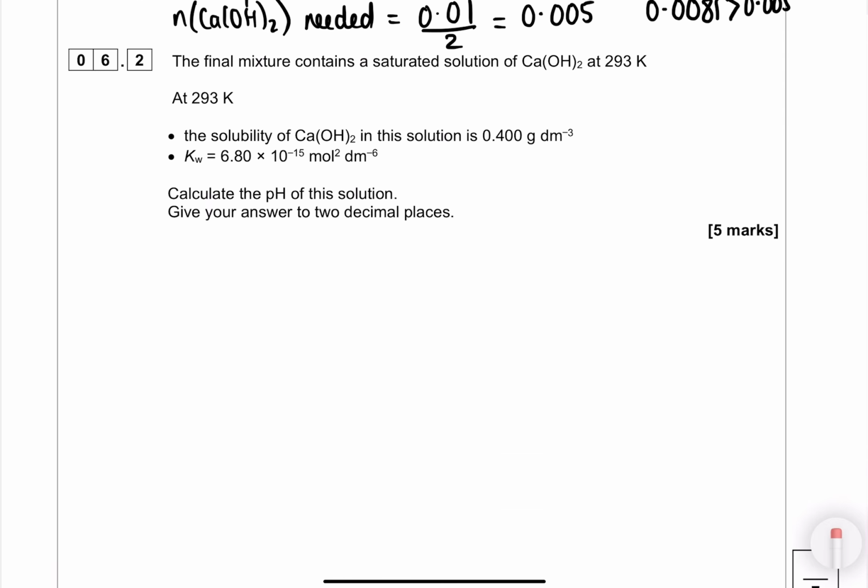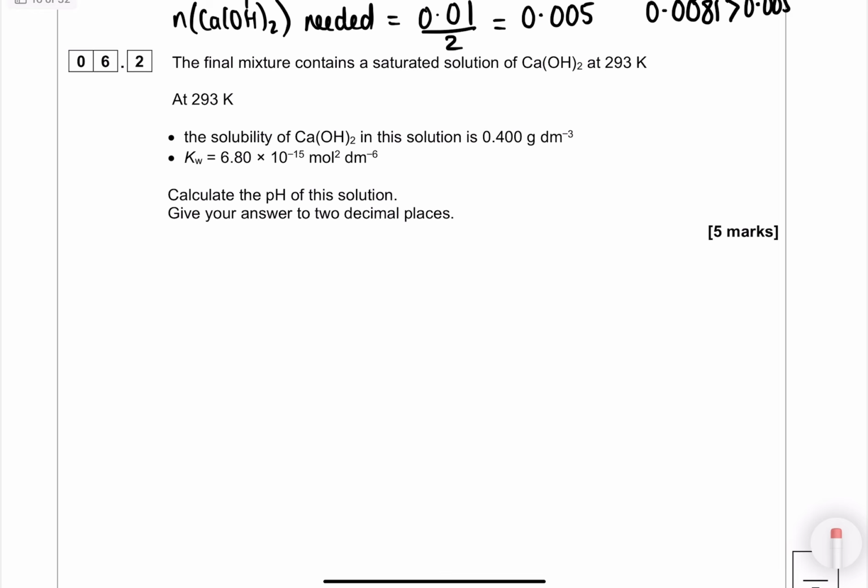The final mixture contained a saturated solution of calcium hydroxide at 293 K. The solubility is 0.4 grams per decimetre cubed, and Kw is 6.8 times 10 to the minus 15 moles squared dm to the minus 6. Remember that to use Kw, which is concentration of hydrogen ions times concentration of hydroxide ions, that needs to be in moles per decimetre cubed, and this is in grams per decimetre cubed.